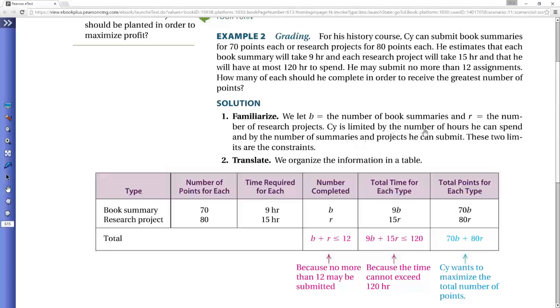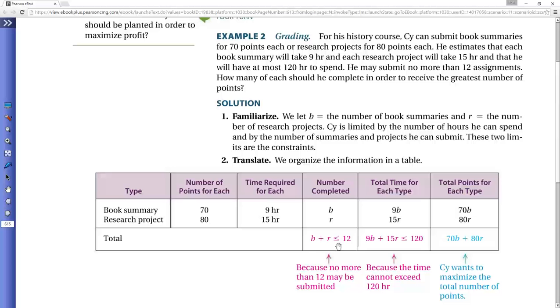Now Cy is limited by the number of hours he can spend, and by a number of summaries and projects he can submit. These two limits are the constraints. They're really inequalities, right? Well, a good way to organize this stuff is to create a table. We have two types of things going on. We got book summaries and we got research projects. Here's the points you get for each one. Here's how much time it takes for each one. Here is the number that could be completed, right? These are the variables we defined. B represents the number of book summaries actually submitted. R is the number of research projects actually submitted.